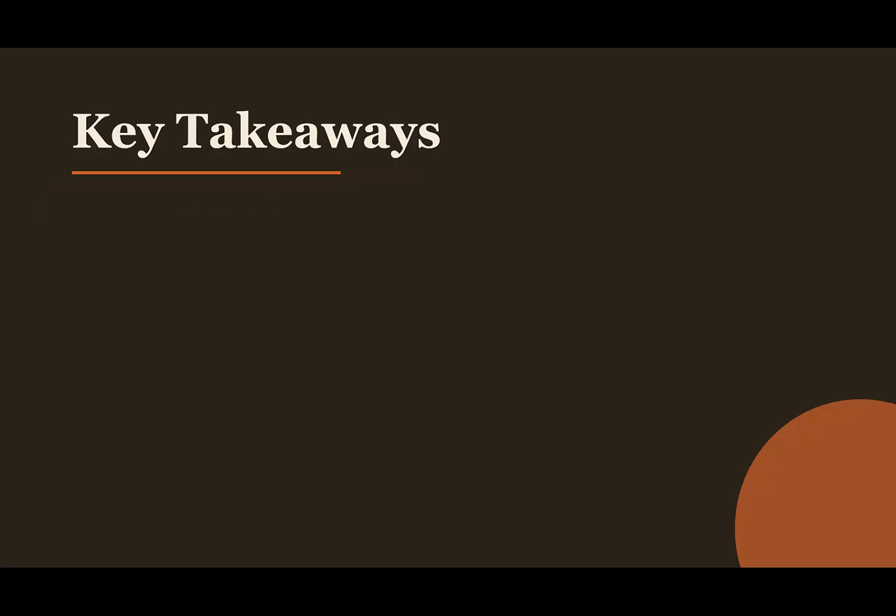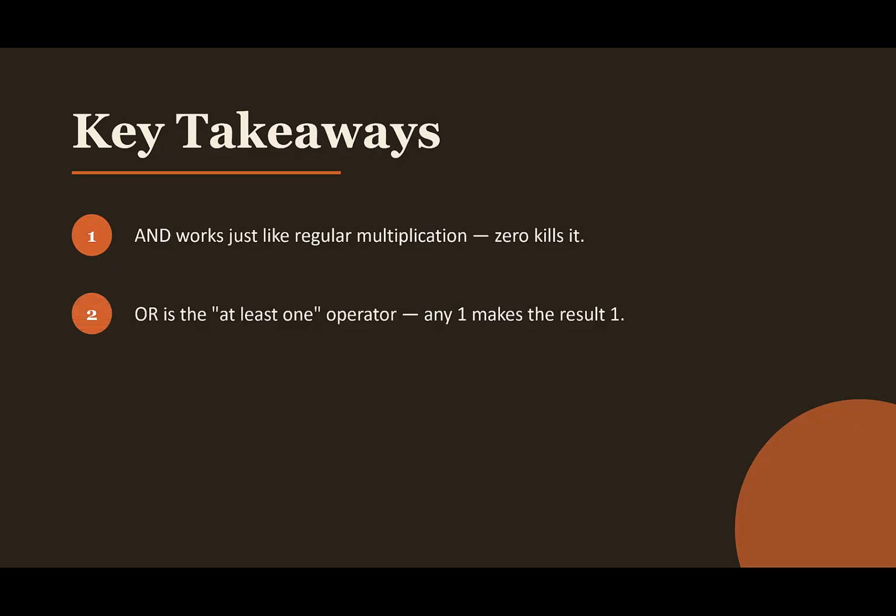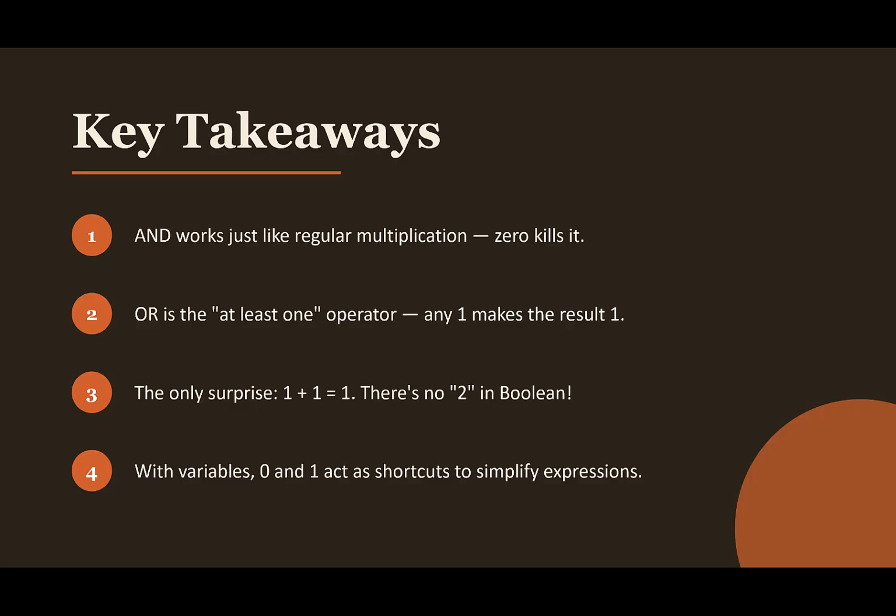The key takeaways that hopefully will make this easier going forward is that and works just like regular multiplication. If I multiply by 0, it kills everything out. Or works like at least 1. Any 1 makes the whole result 1. The only surprise and the thing you have to really think about is 1 plus 1 is equal to 1 because we don't have a 2 in Boolean. And finally, with variables, 0 and 1 act as shortcuts to simplify expressions.